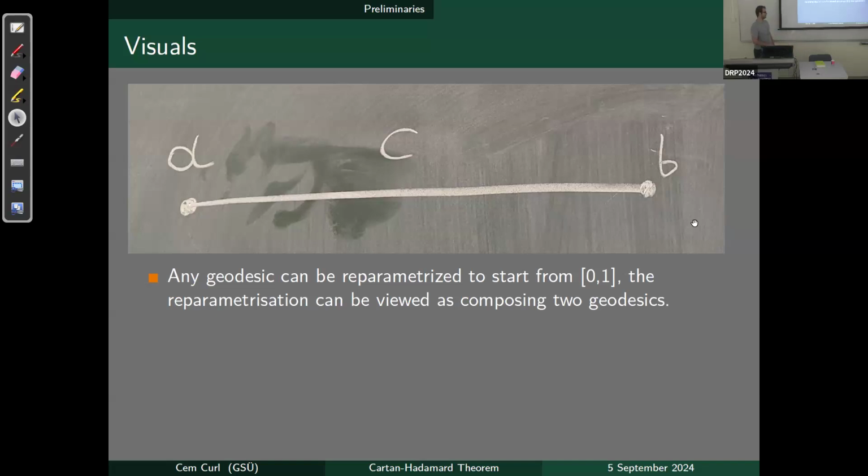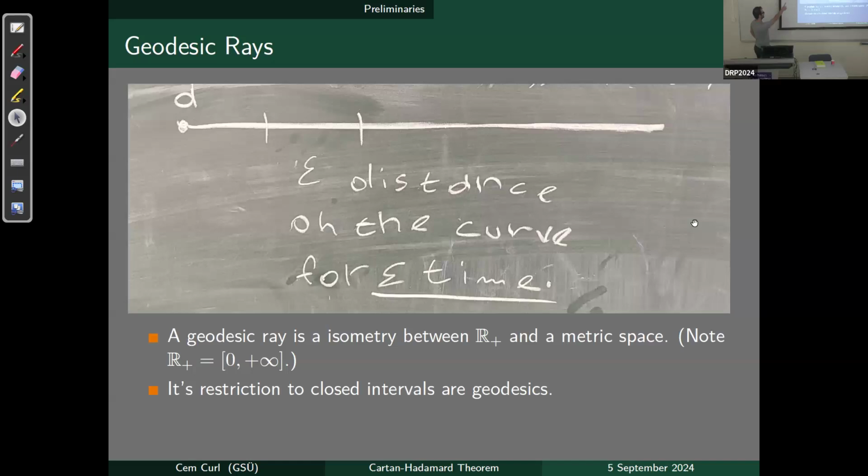Reparameterizing geodesics to start from 0, 1 is a fairly standard process. You can do it for paths as well. For geodesics, it's kind of easy too. Anyways, here is a geodesic ray. A geodesic ray is defined on R plus, that's 0 to plus infinity on this interval. This should be open, sorry about that. Its restrictions to closed intervals are, of course, geodesics between 2 points. This is a geodesic ray.